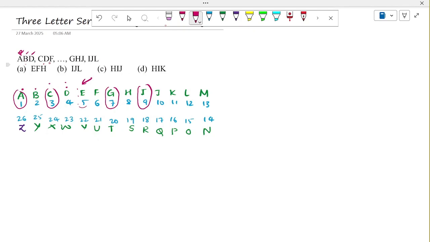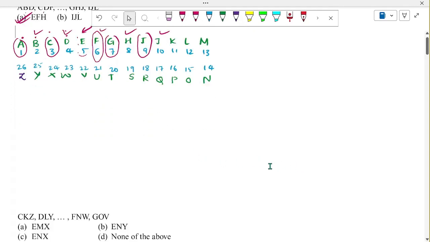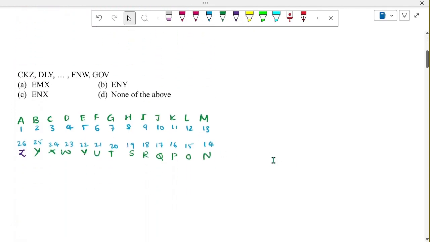B, D, H, J. I got H, J here, and then B, D. So it should be F, right? So E, F, only one option, that is A. You are right, and the option is E, F, H. Okay, simple. We'll go to the next question. Just solve this one and tell me the answer.